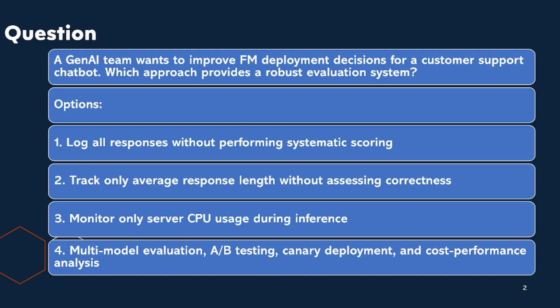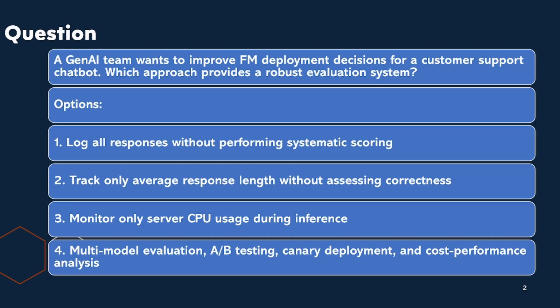Option 3, monitor only server CPU usage during inference. Option 4, multi-model evaluation, A/B testing, canary deployment, and cost performance analysis, including latency to quality ratios. Okay, pause for a second. If you had to pick one right now, which one feels like the grown-up, enterprise-grade answer? Yeah, I thought so too. But let's walk through why the first 3 are honestly kind of scary if you care about happy customers.